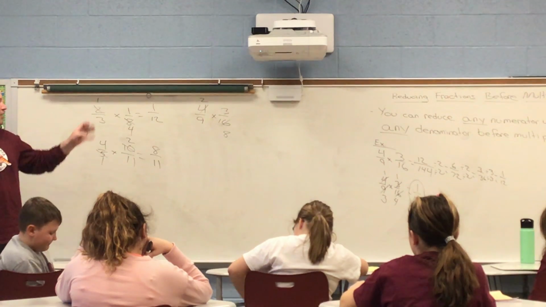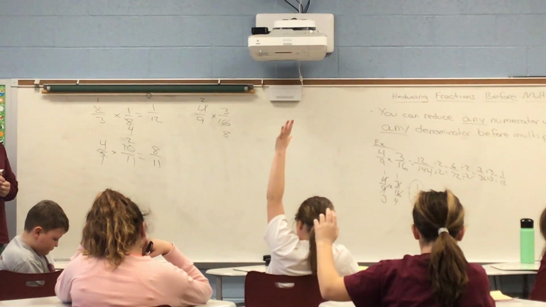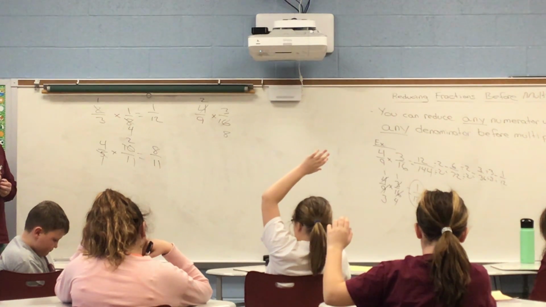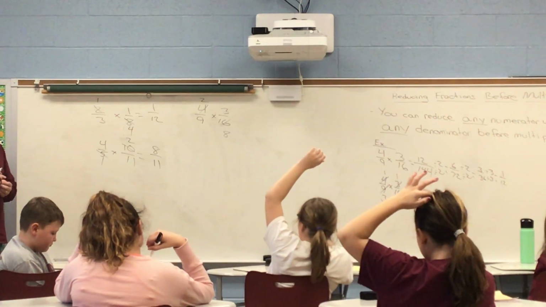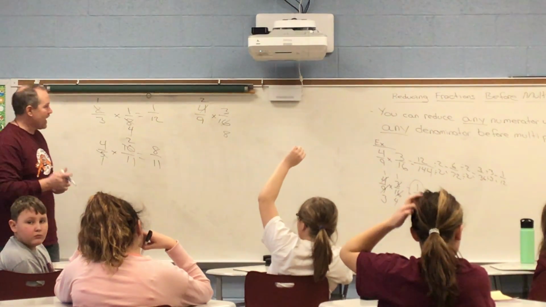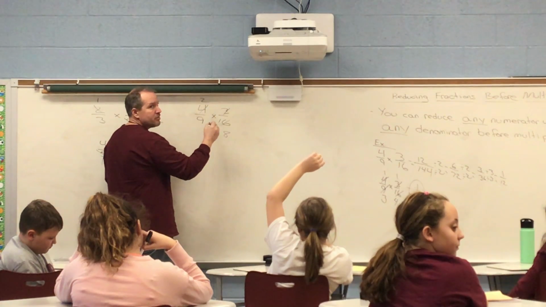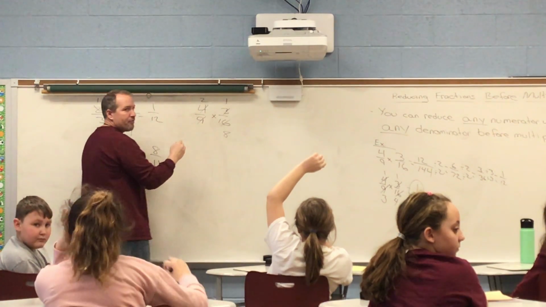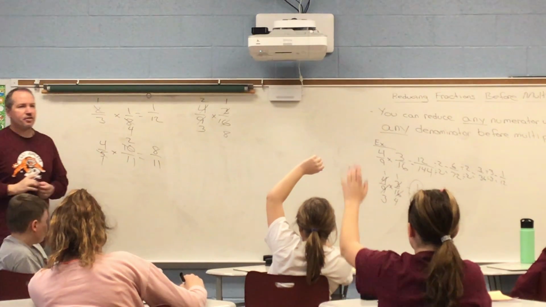Now, if we did that, is there anything else we can reduce, Michaelin? Yes. What? The 9. Okay. What can we divide 3 and 9 both by? 3. We can divide them both by 3. 3 divided by 3 is? 1. 9 divided by 3 is? 3. Is there anything else we can reduce?